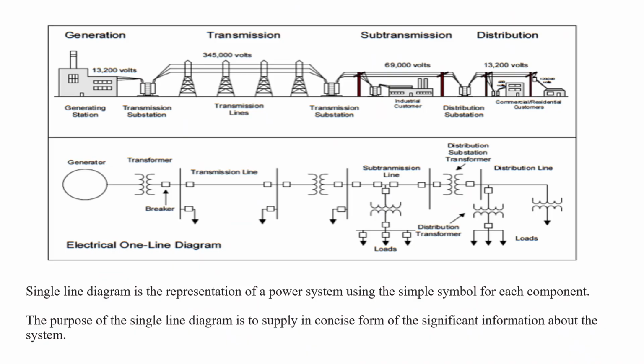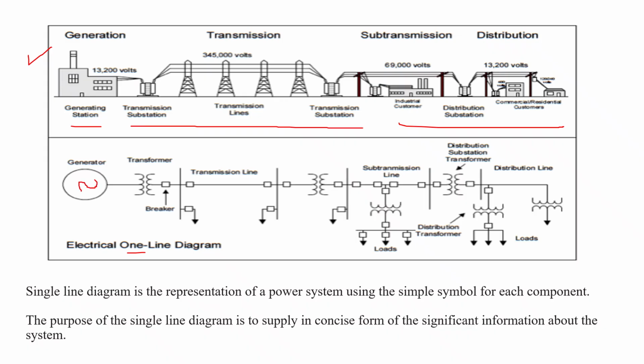Here you can see there are two representations of a power system. There is a generating station, then this entire part is the transmission part, and this last part is the distribution part. The first picture is a pictorial representation of a power system, where we have to draw a lot of things in detail for someone to understand. For the same power system, here we have drawn an electrical single line diagram, or one line diagram.